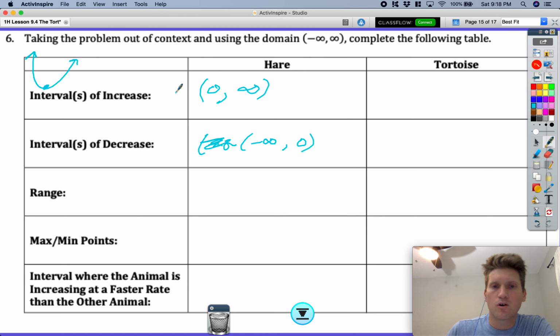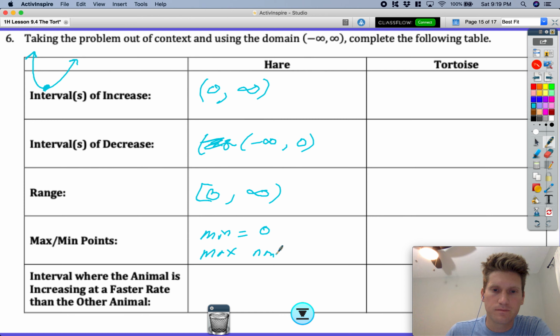Now remember, range is all possible y values, so the range starts at 0, the 0 is included, and it goes all the way up to infinity. Now this does have a minimum point. It's the smallest point on the graph. So that would just be 0. So my minimum is 0, and it does not have a max. So we can write max is none.